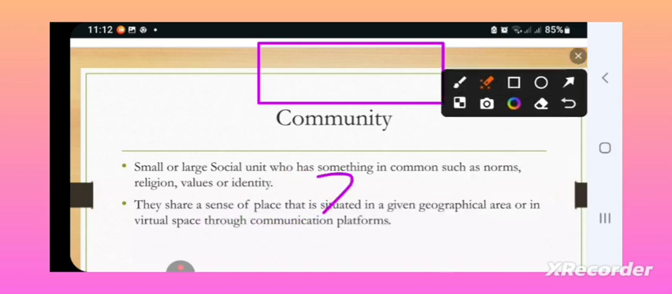They share a sense of place that is situated in a given geographical area or in virtual space through a communication platform. This point highlights two main types of communities: geographical or territorial. People living in the same area, village, town or neighborhood share a physical space which creates a sense of place and facilitates interaction. Virtual or relational: with modern technology, a community can exist in a virtual space like an online forum, gaming group, or social media platform, where the common bond is shared interest, not location.